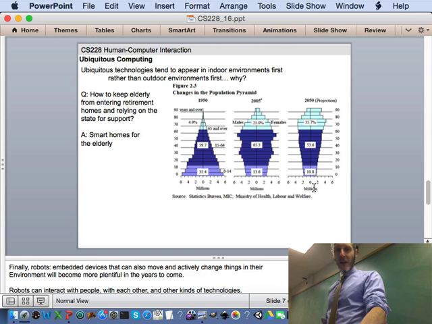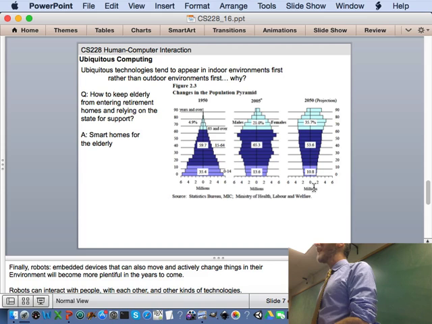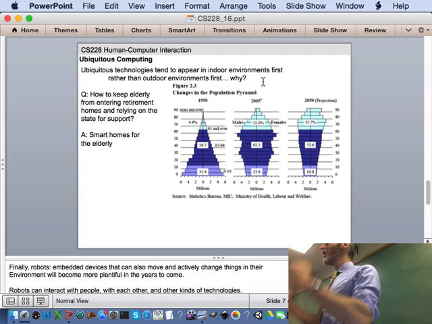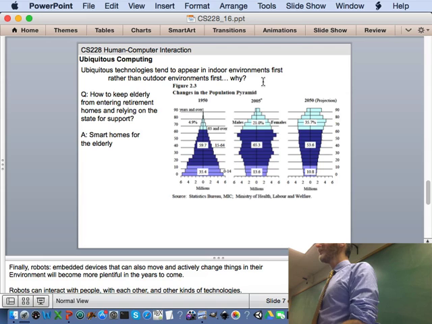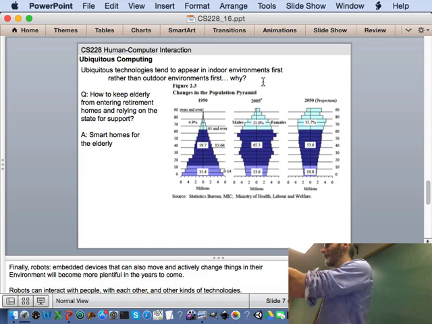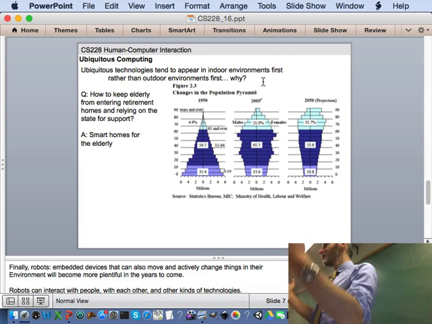Okay, let's try and apply some of these ideas of deploying technology out into the world. And we're going to focus in this example here on deploying technology into indoor environments first rather than outdoor environments. Why is it easier to think about instrumenting a classroom or a home with technology than it is outdoor environments? Technology can be more delicate if it's indoors. The technology can be more delicate, right? Stuff is going to break. It's going to be easier for stuff to break outdoors.